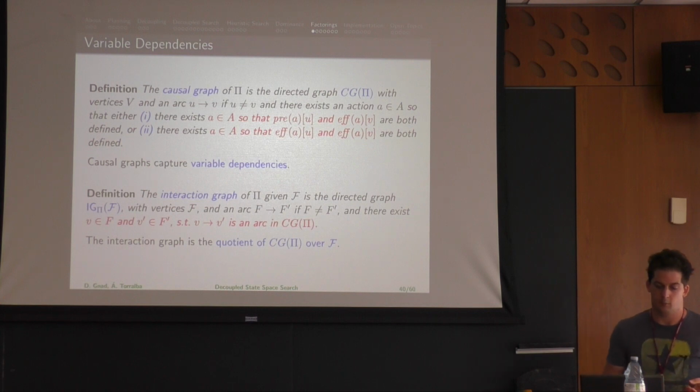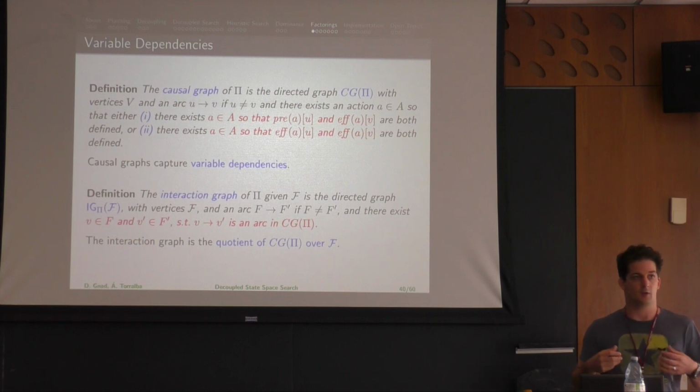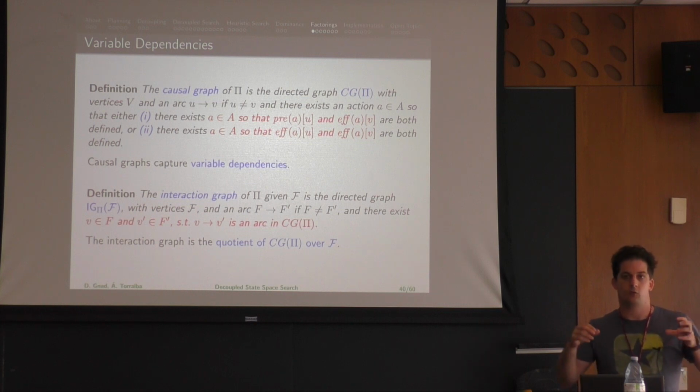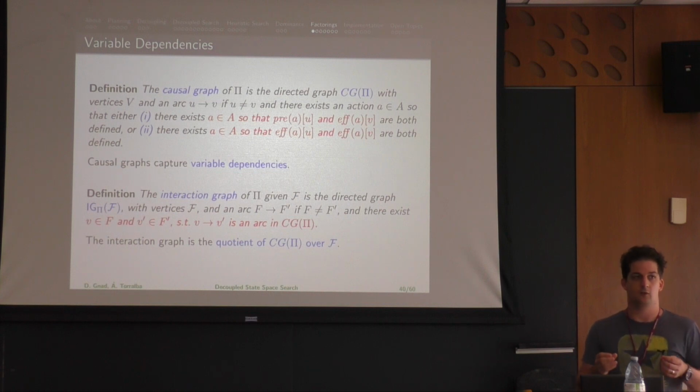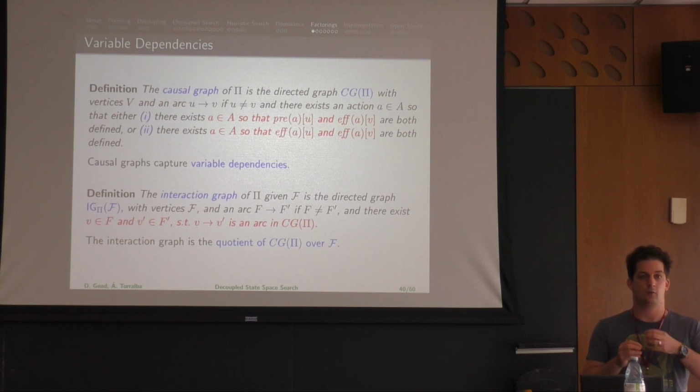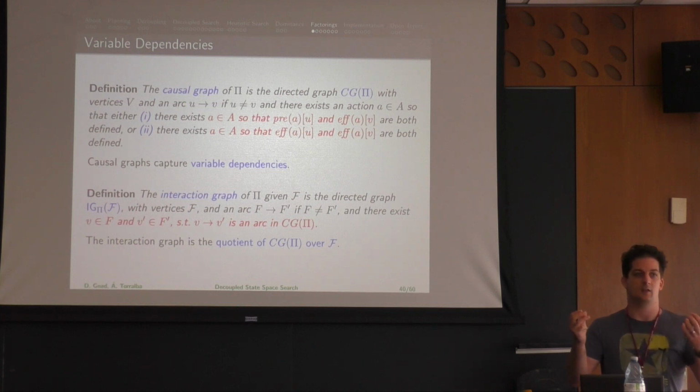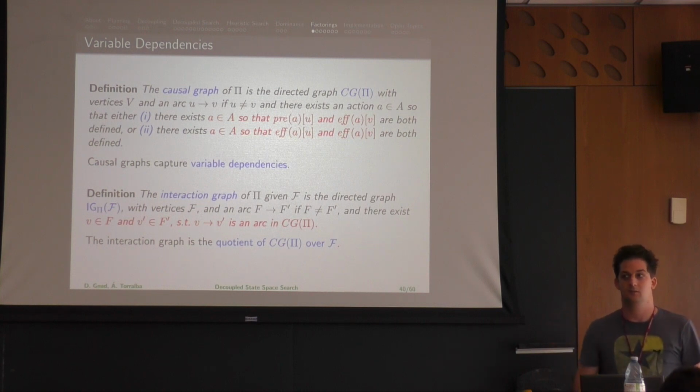Now, an important notion for decoupled search is what we call the interaction graph, which is like a quotient of the causal graph over our factoring. So here in the interaction graph, the nodes are the factors, and we have a transition in the interaction graph from one factor to the other if in the causal graph there exists a variable in one and another in the second factor, such that there is a transition between those variables, and they are in these two factors. So it's really, you take the causal graph, you put the factoring on top, and this is your interaction graph.